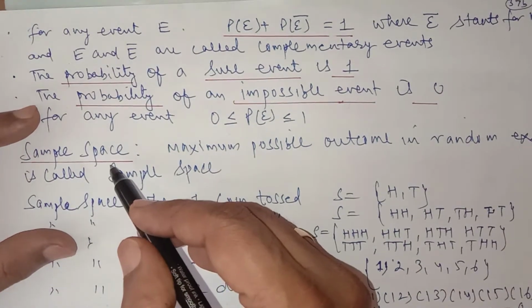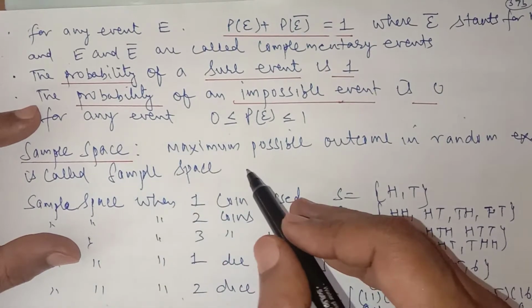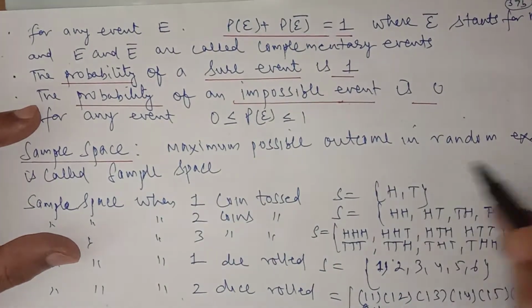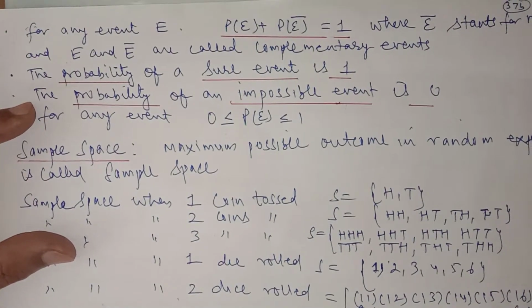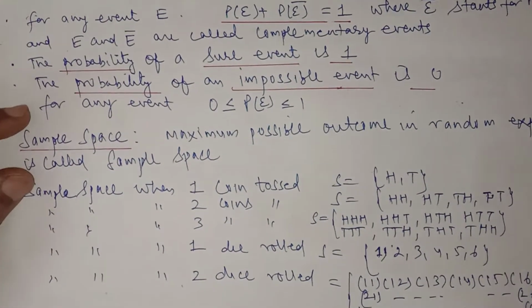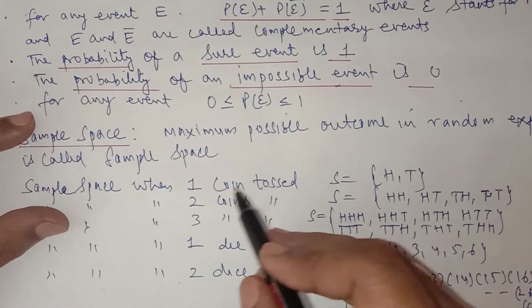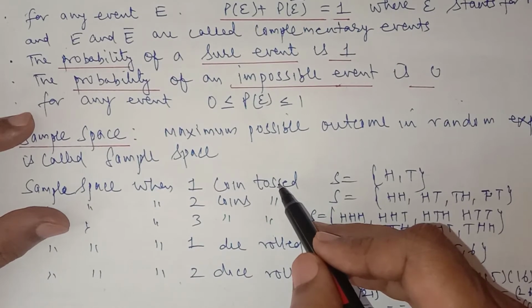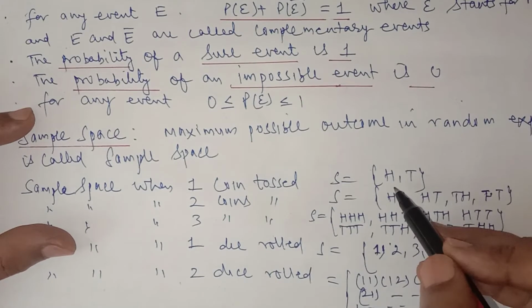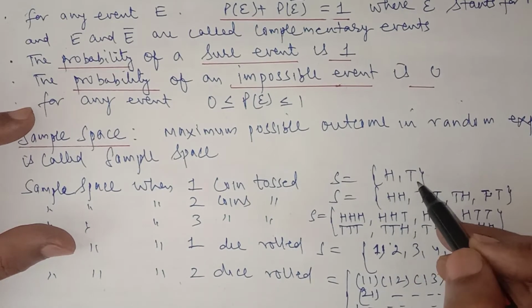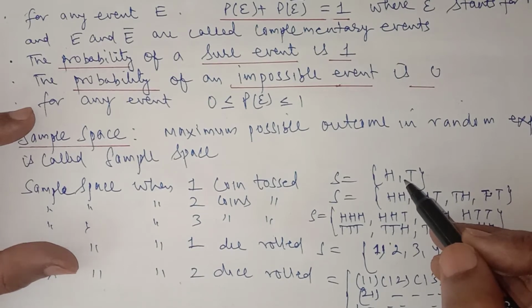Now, after that, we have the term sample space. What is the sample space? The maximum possible outcome in a random experiment is called the sample space. For example, when a coin is tossed only one time, the possibilities are getting head or tail. There are two possible outcomes. So this is the sample space when a coin is tossed once.